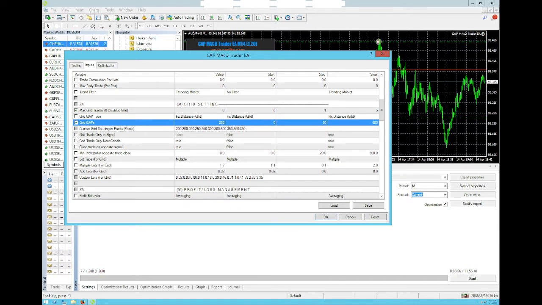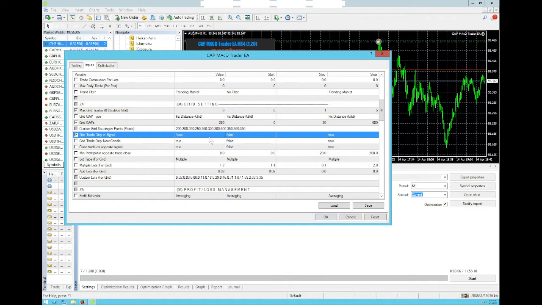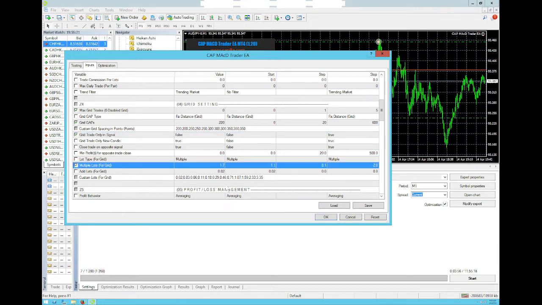In this case, grid trade only in signal, I think I clicked on that and it ended up false. Grid trade only in new candle, true. Close trade opposite signal, true. Lot type, keep it on multiple, and I do above 1 and less than 2.